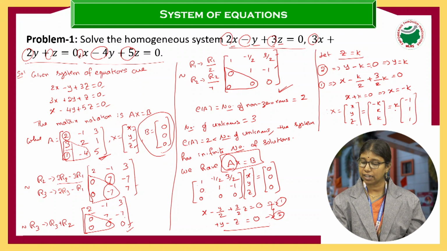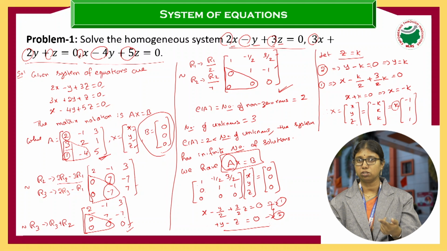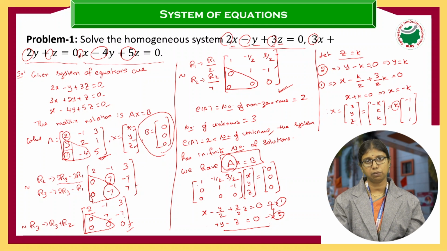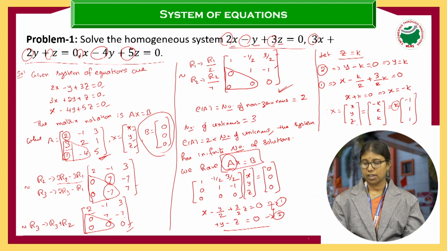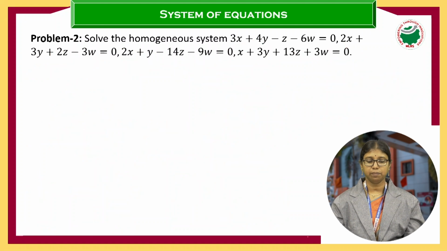But when k is varying, your solution is also varying. If k is 1, you will get one solution. If k is 2, you will get another solution. So based on the k value, here you are getting an infinite number of solutions. So is it clear? Now see another problem on homogeneous system.